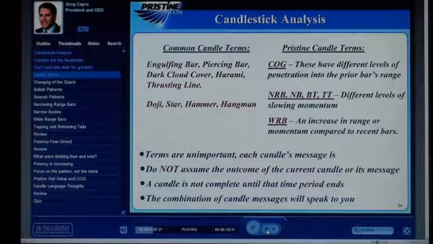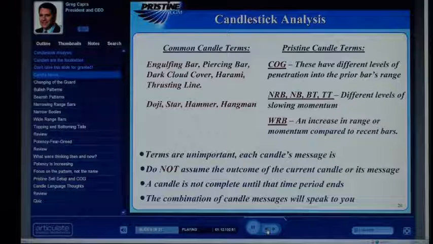But on the right here are Pristine terms. Right? In all Pristine concepts, we look to simplify. So a changing of the guard means that these have different levels of penetration into a prior bar's range. And this is all the names on the left are really doing. So whether you're looking at an engulfing bar, a piercing bar, a dark cloud cover, and so on, in essence, what you're really determining or defining is how far prices penetrate or close into a prior bar. So when we look at a changing of the guard, this is what we're interested in, to look at how far prices have penetrated into that prior candle.